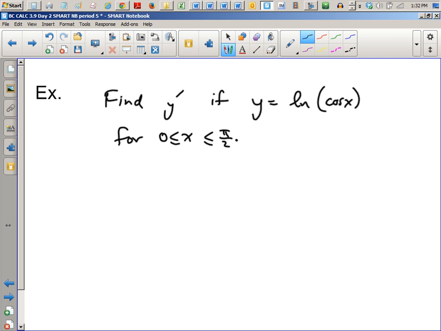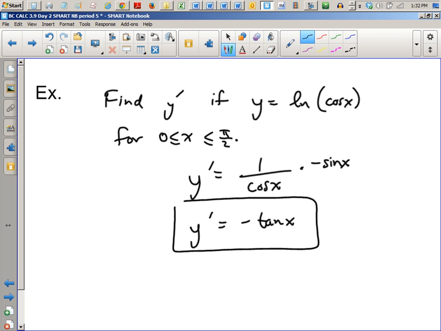Okay. So first and foremost, it's a logarithm. So you're going to do 1 over whatever's inside. So what's inside is a cosine x. So we have 1 over cosine times the derivative of what's inside, which of course is just negative sine x. So it's kind of a fun problem. This answer turned out to be negative tangent x. Negative tangent x. Not so difficult. So it's 1 over the inside times the derivative of the inside. Let's go to the next one.